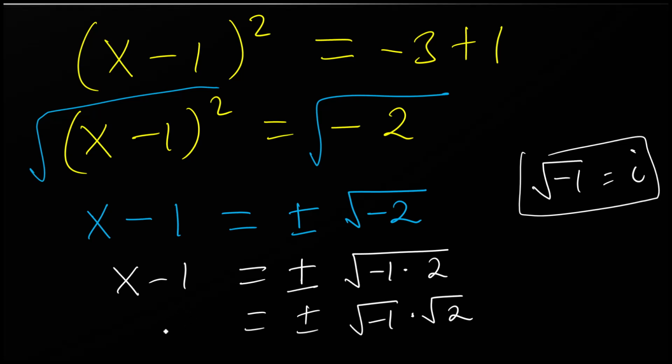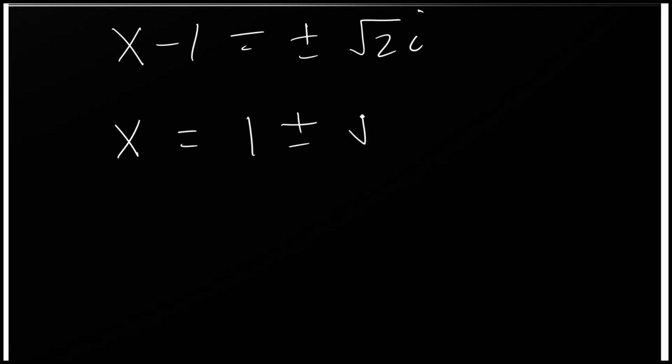All right, x minus 1. So I'll do subtraction here by putting i here. That will be x minus 1 equals plus or minus square root of 2 i. So x equals 1 plus or minus square root of 2 i.